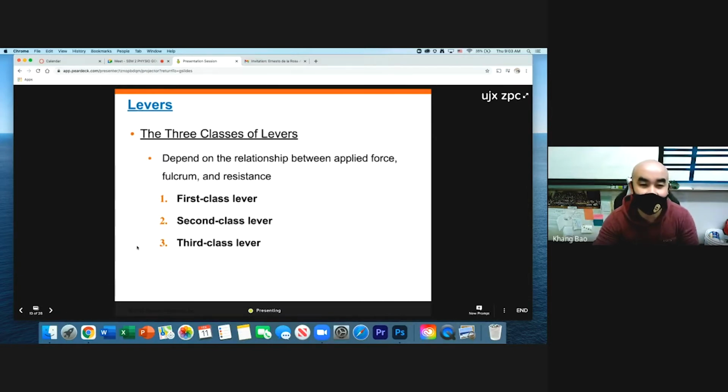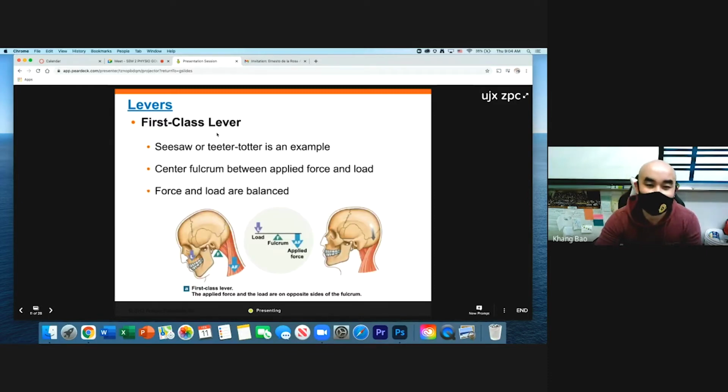So there are three types of lever, three classifications. There's first class lever, second class, and third class lever. Let's talk about how the three types are different. The first class lever is this simple seesaw motion. That means the fulcrum is in the middle, applied force is at one end and the load is at the other end.